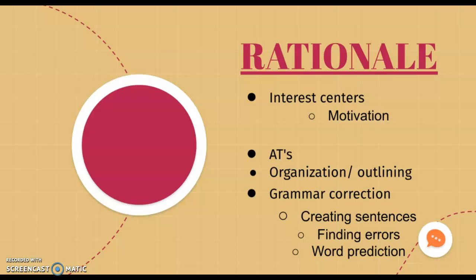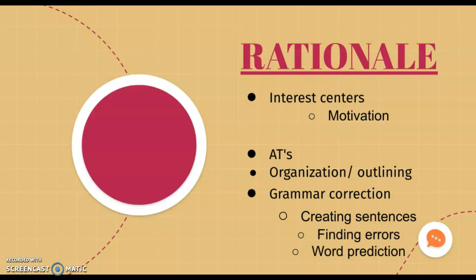As far as the assistive technologies, I like Kidspiration because it's an organization tool and outlining. A lot of times when students are starting a project, they don't know where to begin. Therefore, using this tool provides them that visual and written explanation of what they need to have, and it helps them create that outline for their final project.